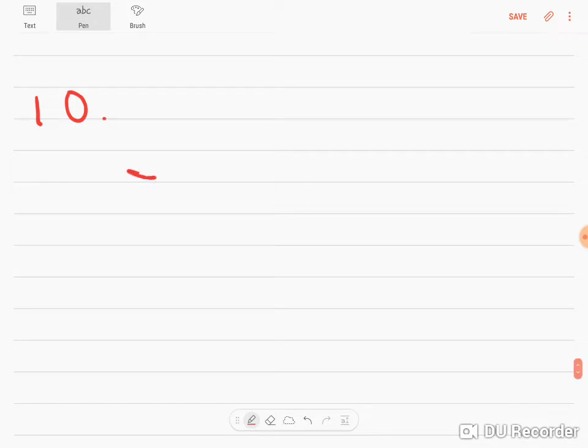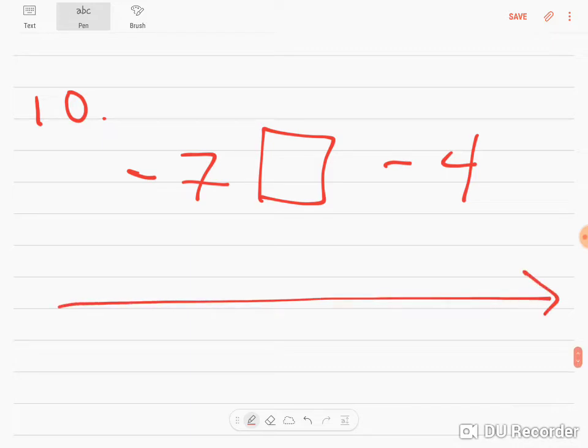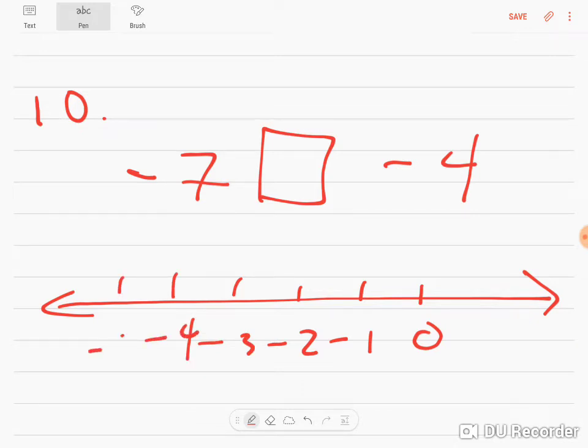All right, number 10. It says compare. We have -7 and -4. Whenever we're working with negative numbers, you want to make sure that you pick the number that is closest to 0 on a number line. So if I have a number line, 0, -1, -2, -3, -4, -5, -6, -7. You want to pick the number that's closest to 0 on a number line. And in this case, it is -4. So -7 is less than -4.